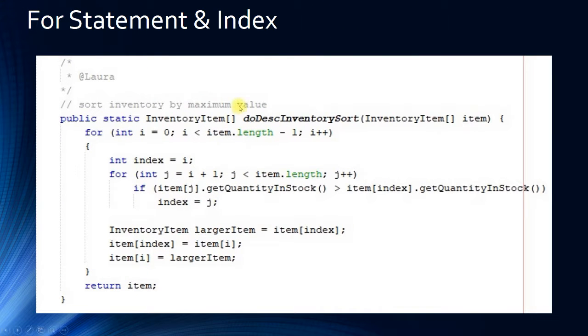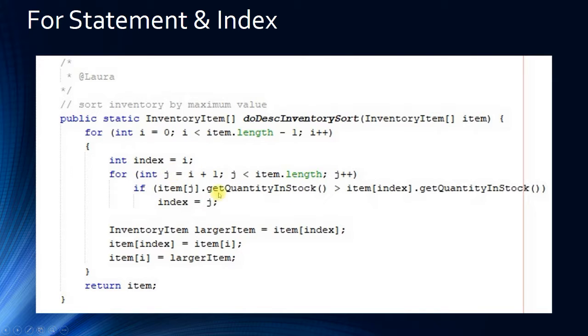Now let's look at loops. Here's an example of a for loop. Actually, it's a nested for loop. So there's 2 for loops in here. And this is where I'm sorting inventory by maximum value. It's going to do a descending inventory sort. So I'm going to pass it the inventory item array, and I'm going to search through that array twice. The first time, I'm going to be grabbing an item in the array, and then I'm going to compare it to every other item.